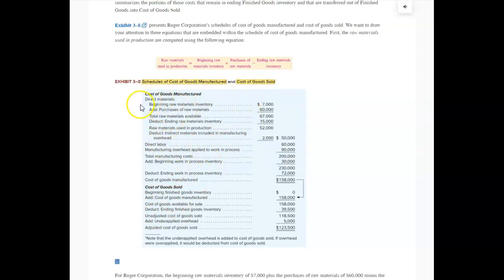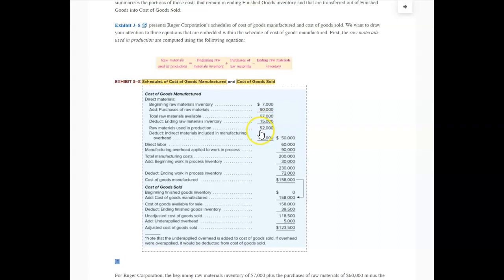The first thing you need to do is find out how much in direct materials were issued to production. Remember 50,000? Let's see how we find it going through the schedule. We started the month off with $7,000 in beginning inventory for raw materials. We purchased 60. So we had a total of $67,000 of raw materials on hand during April. We had $15,000 left over. You count what you had left over. That means we used $52,000 in production.